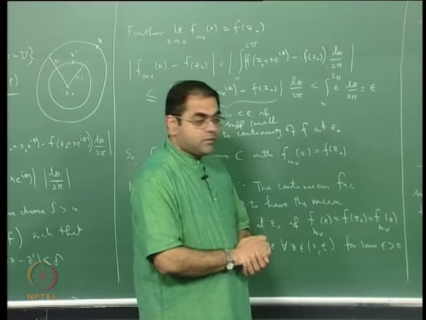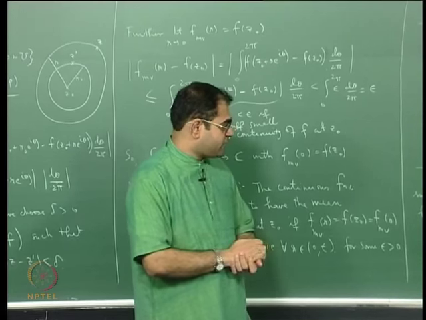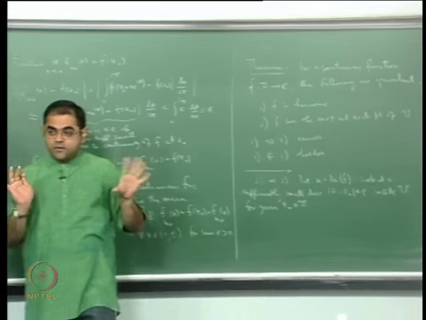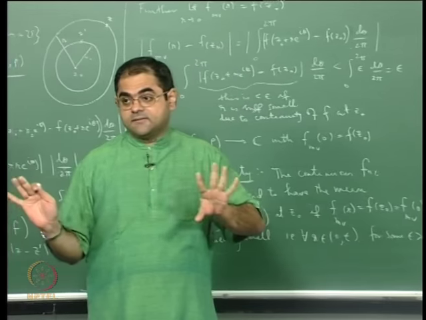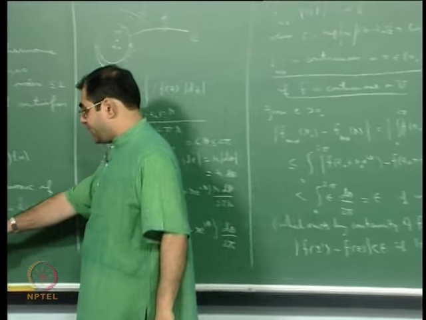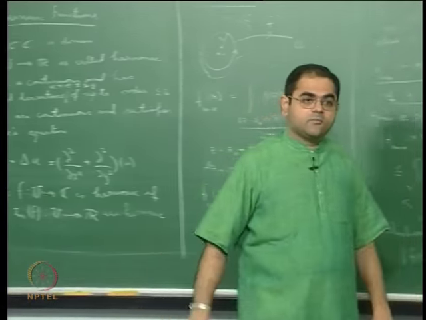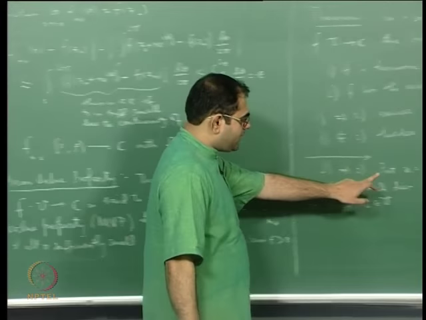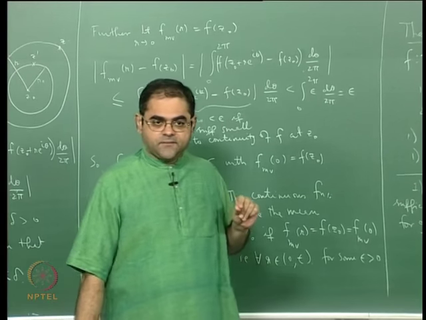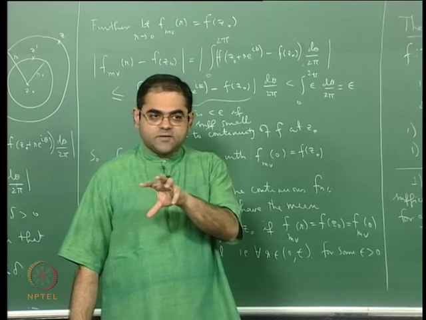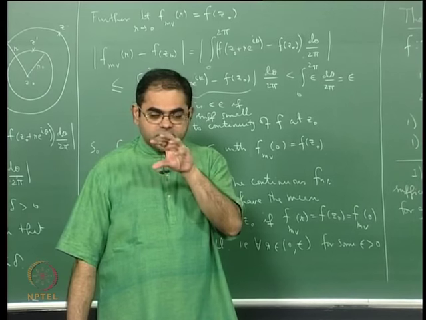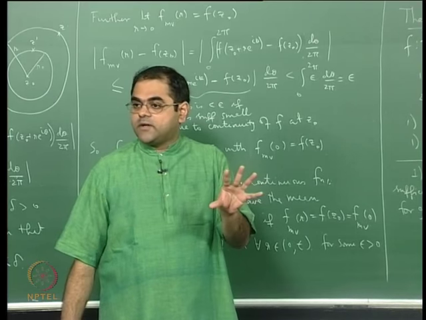Now mind you, u is the real part of f, and f is only a complex valued harmonic function. I am not saying f is analytic. I am just saying f is a complex valued harmonic function. Therefore, the definition is that both the real part and the imaginary part of f are real valued harmonic functions. That is all I have. So I am taking u to be the real part of f, and it is harmonic, as given to me. Now I am going to use this very powerful theorem that if you have a harmonic function defined on a simply connected domain, then it has a harmonic conjugate.